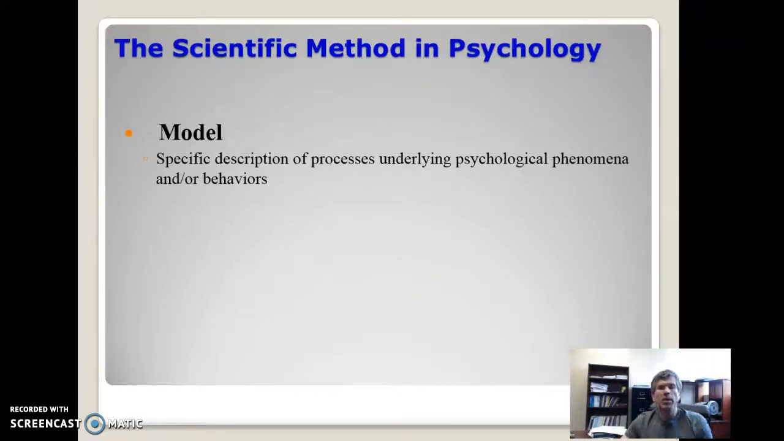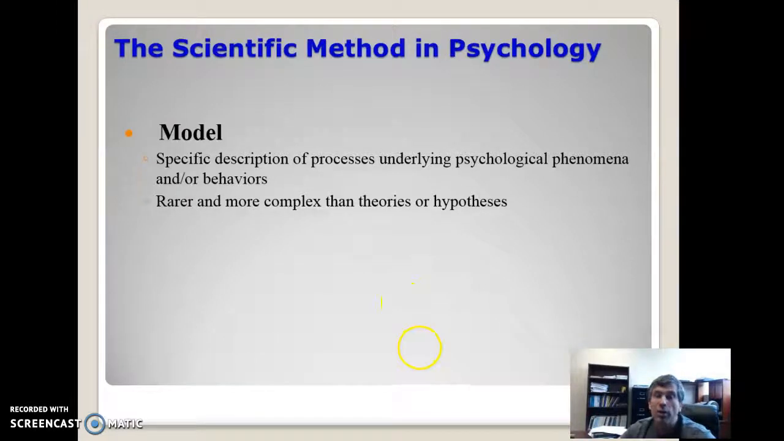Finally, we'll hear a little bit in this class about models, and you'll hear about them in other classes as well. A model is much more complex than a theory. It usually involves a lot of interlocking processes that try to explain as much as possible about psychological phenomena like people thinking, their belief systems, and their actual actions. They're rarer and more complicated than theories or hypotheses.